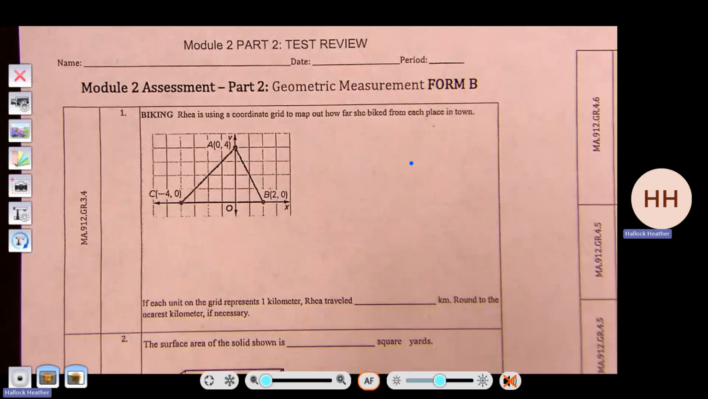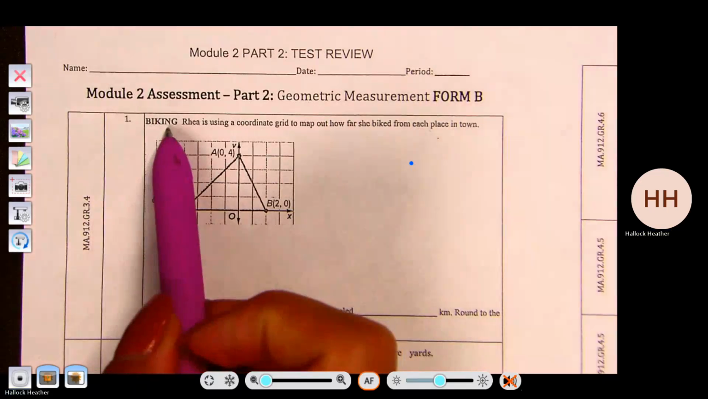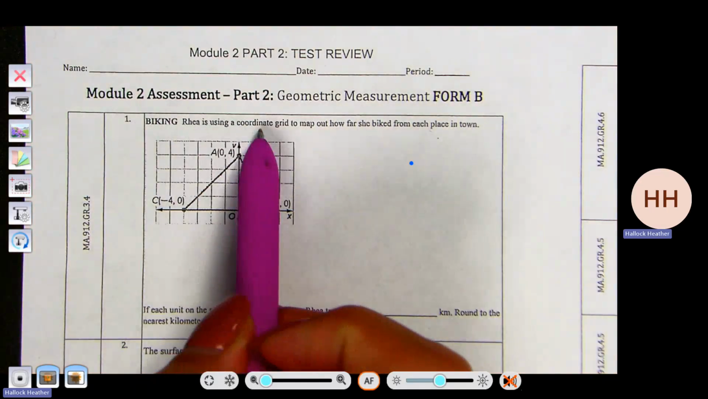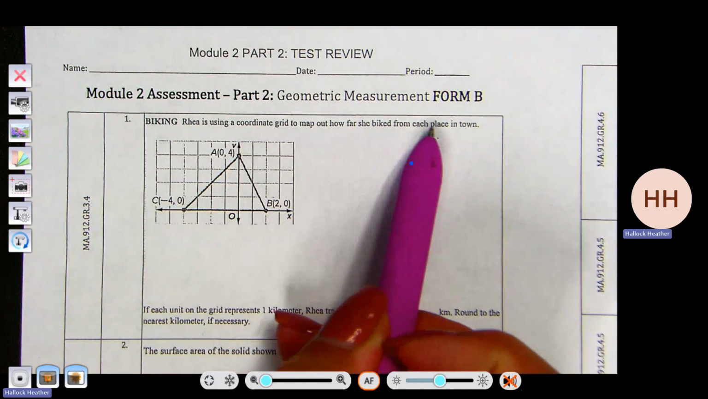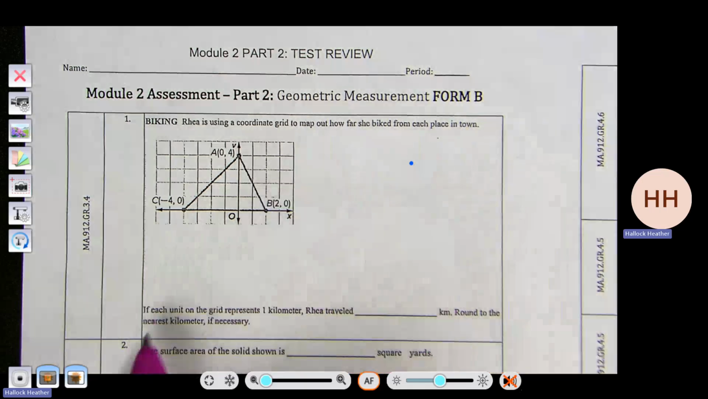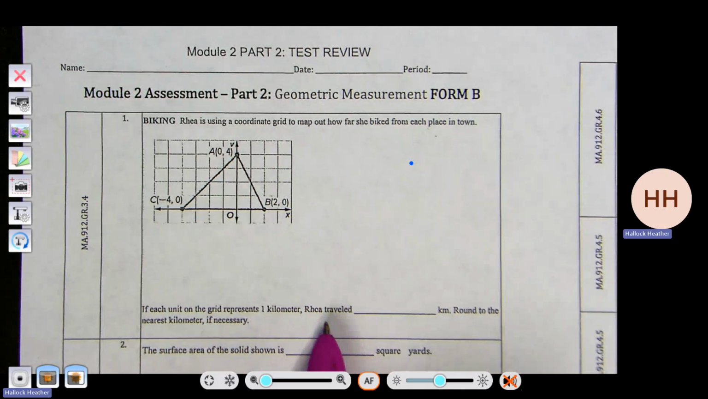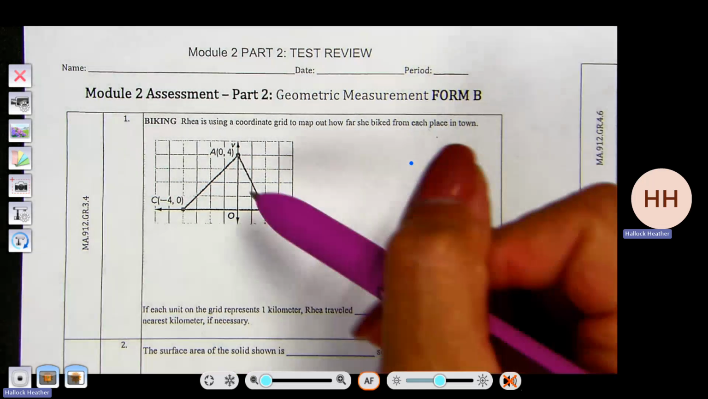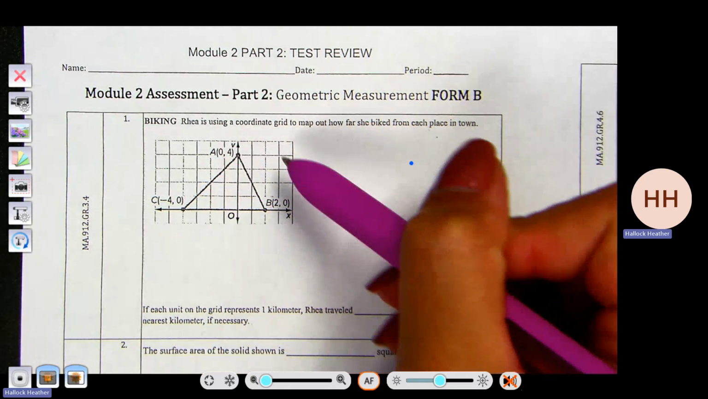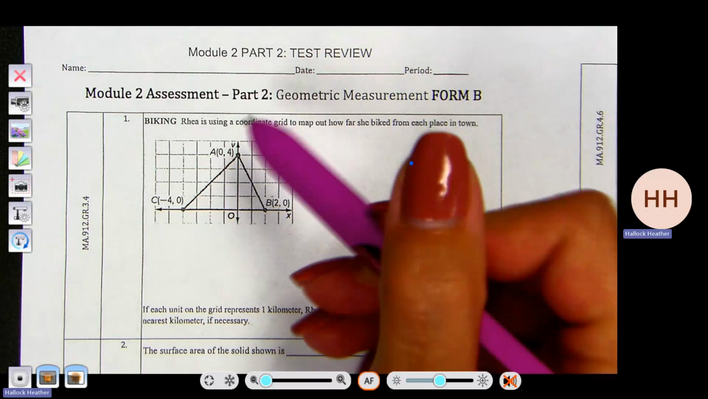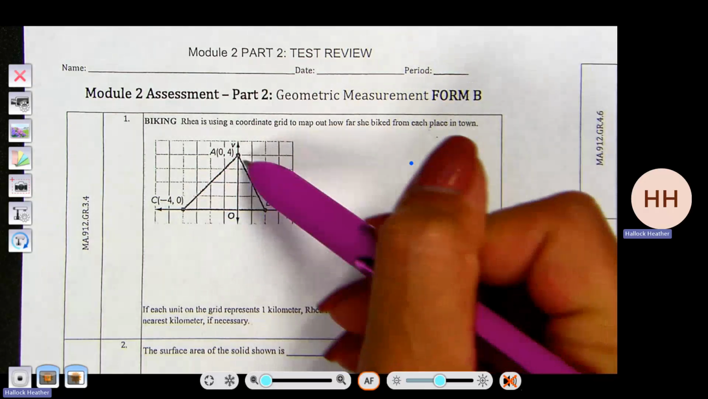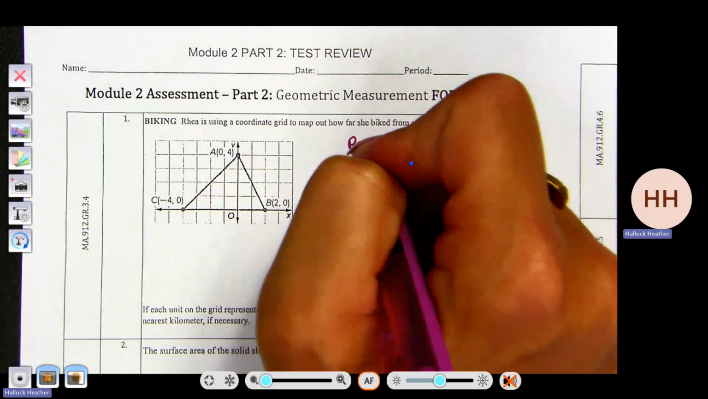Okay. So it says for number 1, biking, Raina is using a coordinate grid to map out how far she has biked from each place in town. If each unit on the grid represents 1 kilometer, Raina traveled blank km, round to the nearest kilometer if necessary. So for this, you need to decide, am I finding area or am I finding perimeter? Since it's the distance she's biking around, this is going to be perimeter.